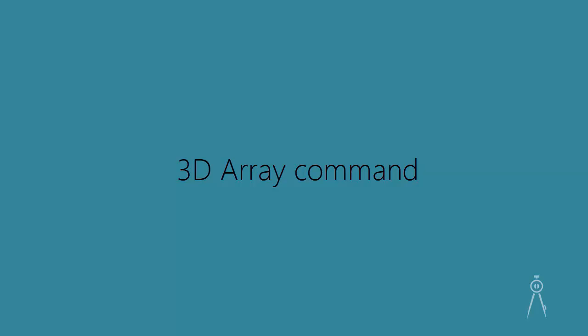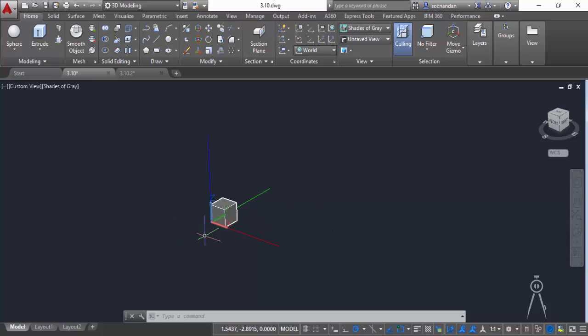In this lesson, I'll tell you about creating arrays in AutoCAD 3D. So right now we have this cube here and we have these three axes, X, Y and Z axis represented by three different colors. Now let's say that we want to make a rectangular array using this cube. For that, go to this modify panel and select rectangular array from the flyout.